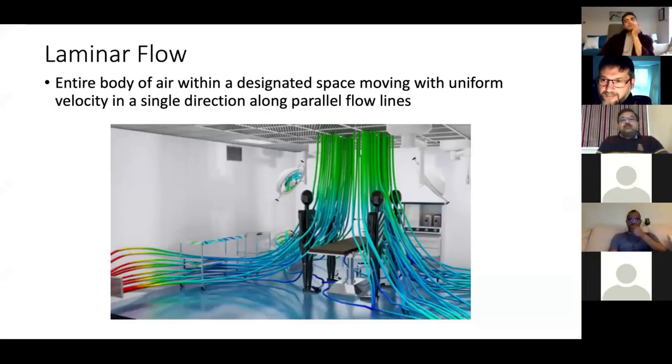Laminar flow. We all know what laminar flow is. The definition of laminar flow: entire body of air within a designated space moving with a uniform velocity in a single direction along parallel flow lines. You need to remember that. You need to remember a few key words here. Entire body of air is 1, designated space is 2, uniform velocity 3, single direction 4, and parallel flow lines 5. Break it up, remember it.